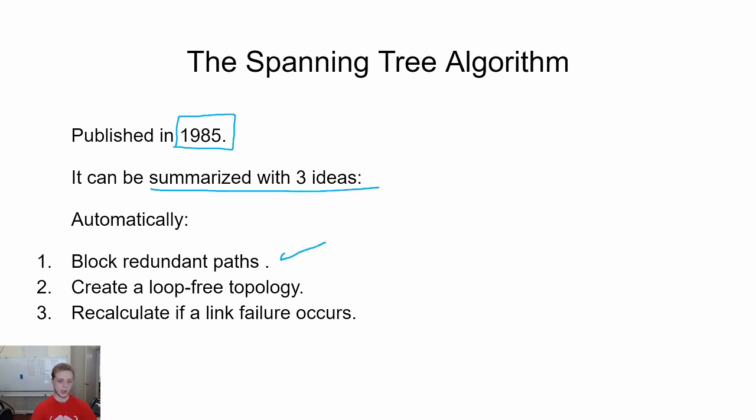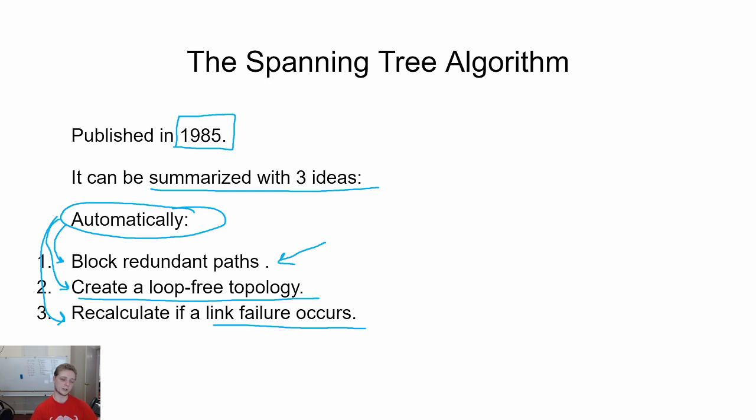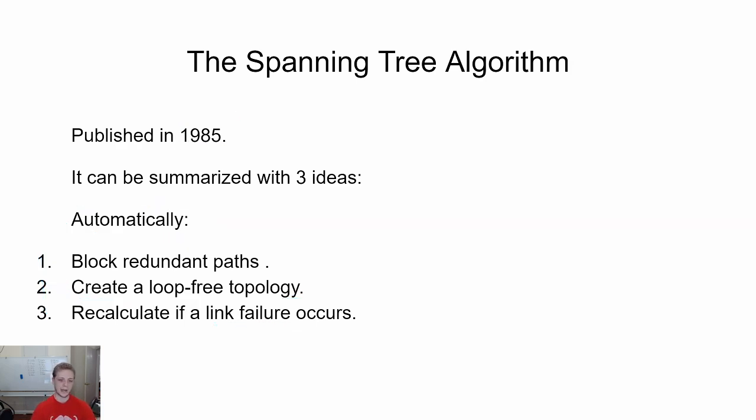So really, we can summarize the algorithm with these 3 ideas. We want to block redundant paths, and all of this is going to be done automatically. So we're going to automatically block redundant paths. We're going to automatically create a loop-free topology. And we're going to automatically recalculate if a link failure occurs. Now this is great because we can provide some level of redundancy without having to do anything as a network administrator. It's all done automatically.